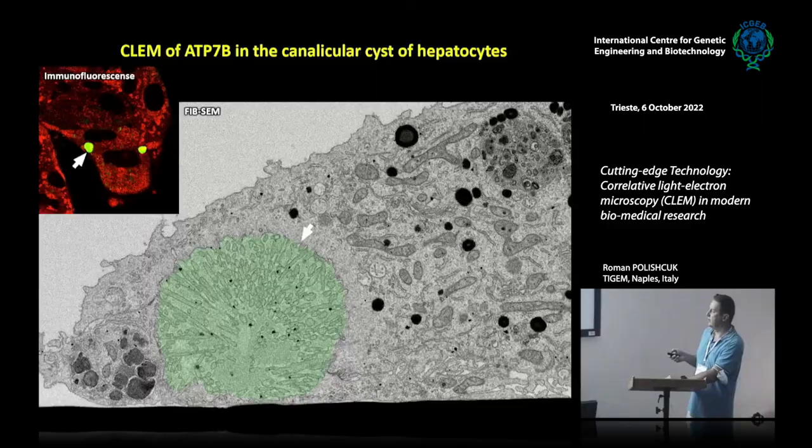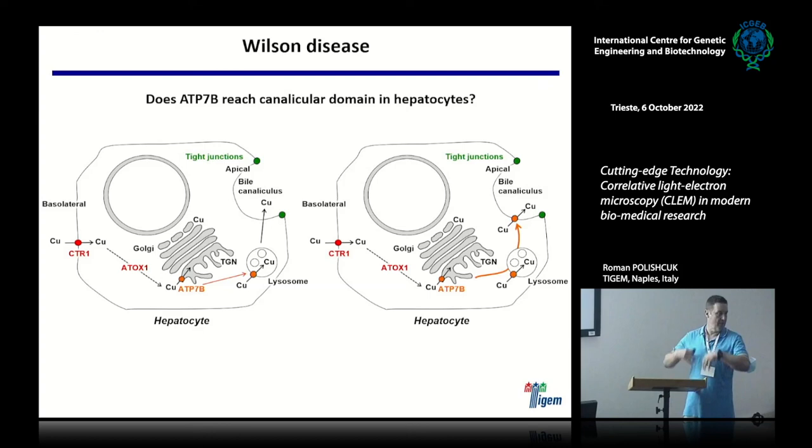So, in brief, this shows you the canalicular area. It's here, you can see it in green. You have gold particles inside, indicating that ATP7B is there. Now, this means that indeed protein can be delivered to the canalicular domain and pump copper inside, which allows it to get rid of excess copper and detoxify it rapidly. This was really important for understanding how the disease-related protein works in normal cells.